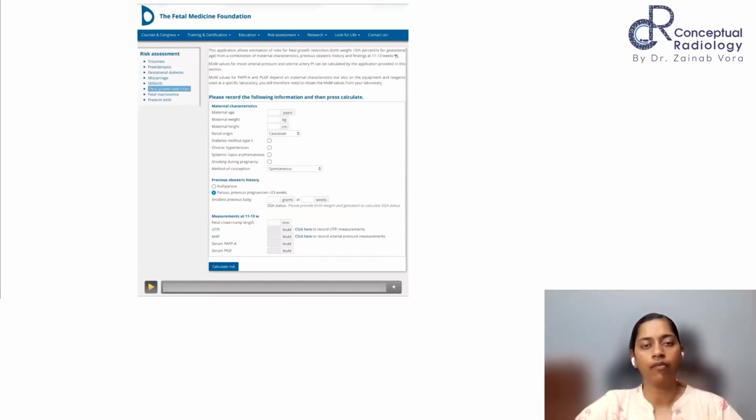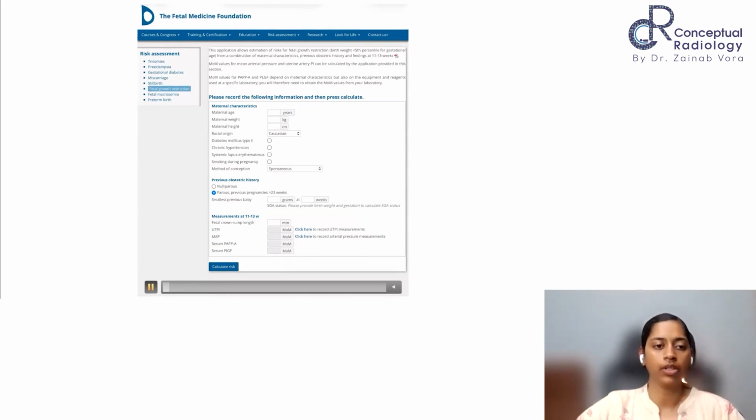So see, this is the Fetal Medicine Foundation page and how to fill the details that you have taken from the patient. So demographic data, and then the uterine artery Doppler that you have done, how to use that, blood pressure measurements, and if biometry is available, if the biochemical markers are available, let's see how it is filled.